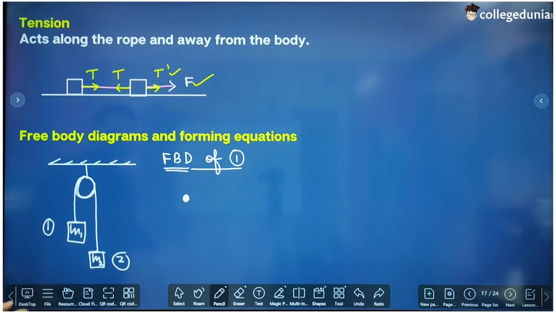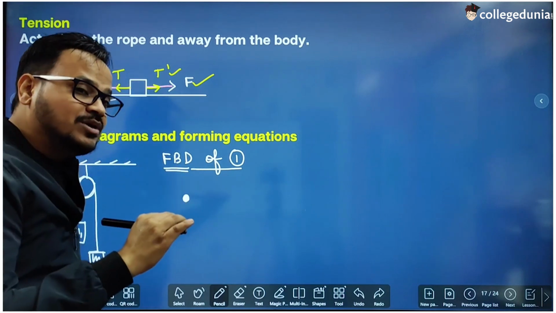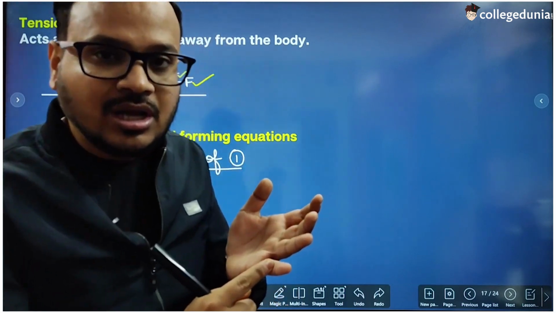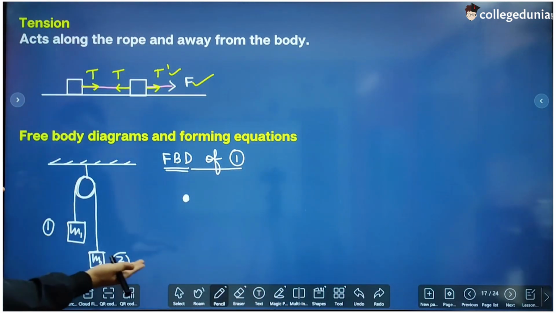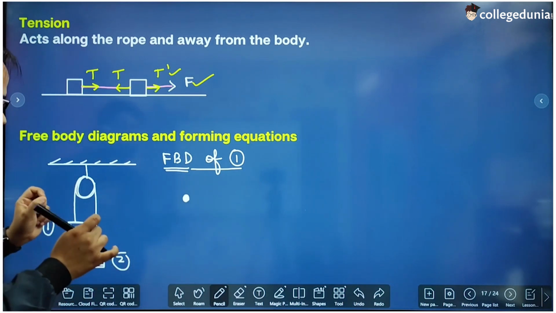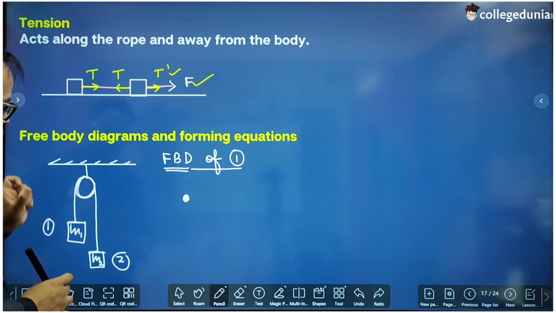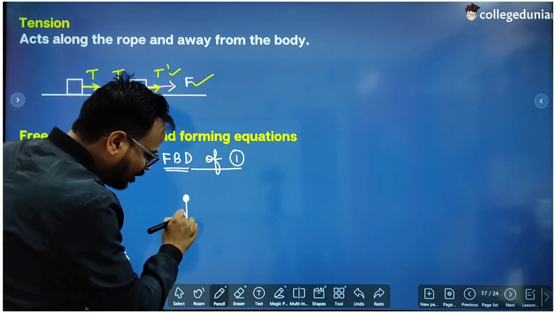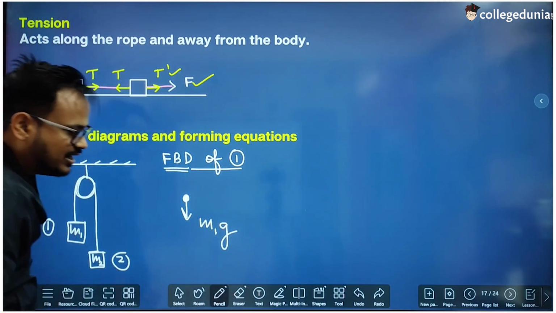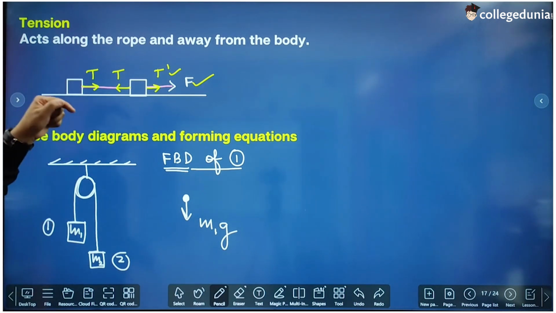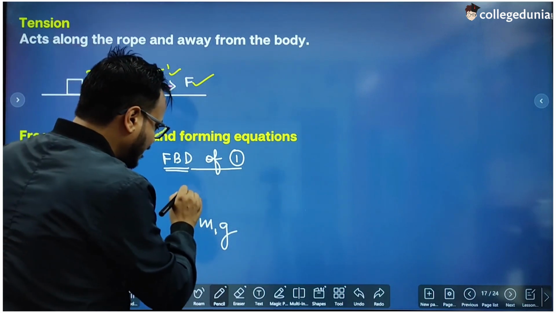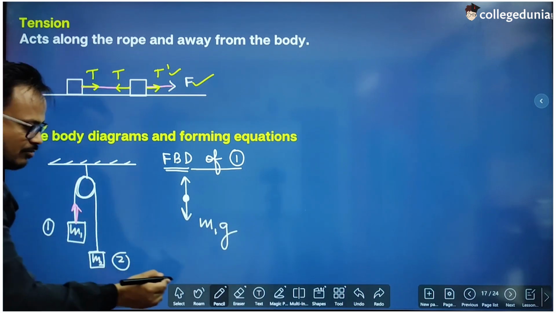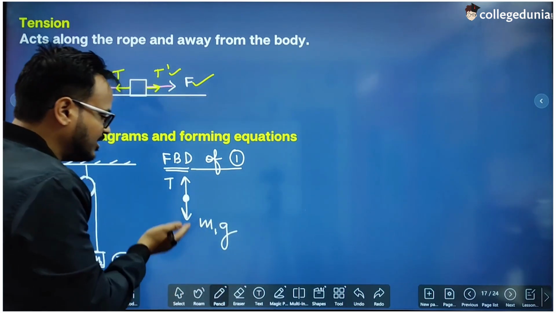For example, on m1, various forces means only out of the three forces that we have discussed: weight, normal reaction and tension. Since there is no surface of contact, normal reaction does not play any role in this question, and since the ropes are connected, there must be tension. m1g is the weight of the first body, and that always acts in the vertically downward direction. So m1g will act in this direction. And what is the other force? The other force will be tension. Tension acts along the rope away from the body. So the other force in this case is tension in the upward direction.